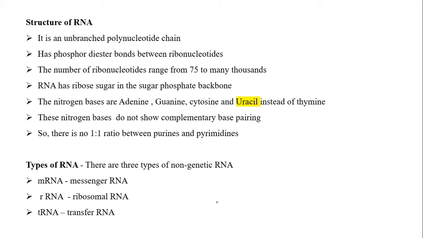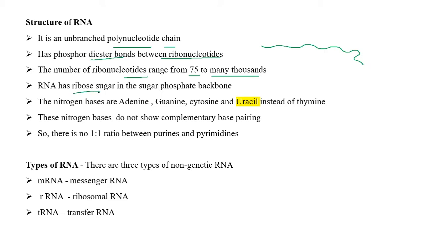Let us now see the general structure of RNA. RNA is an unbranched polynucleotide chain. That is, usually it is seen as long chain. Sometimes it coils on itself. It has phosphodiester bonds between the ribonucleotides. That is, the sugar phosphate bond is same as that which is seen in the DNA. The ribonucleotides range from 75 to many thousands.